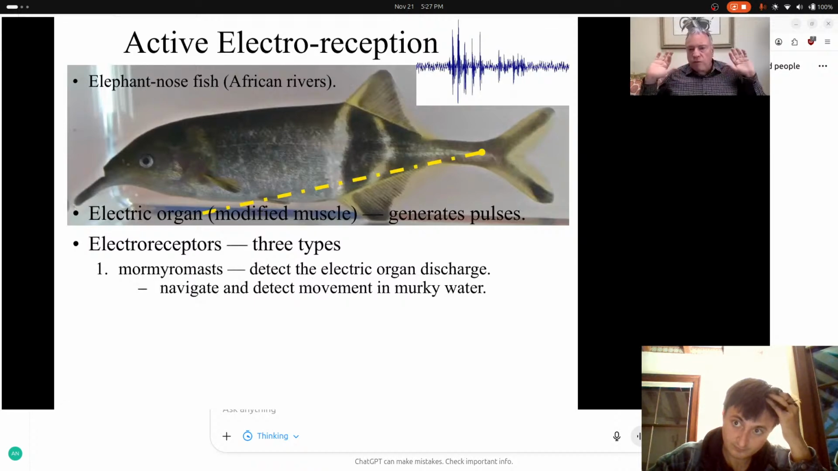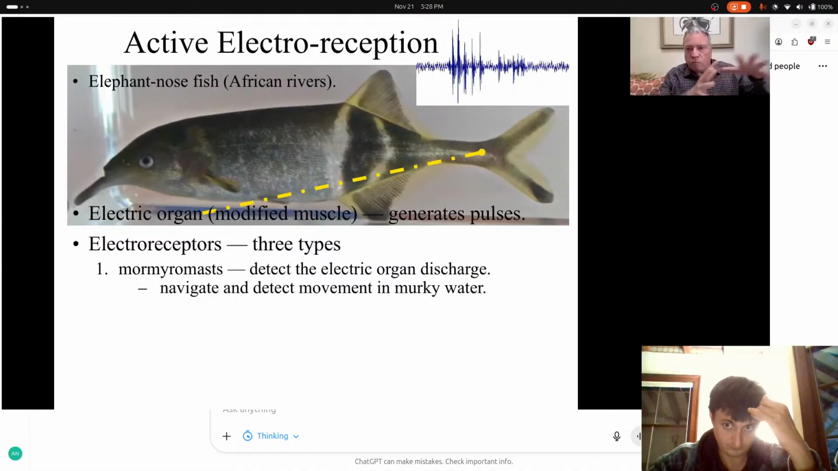As the electricity flows in the water around them, if it goes through something more conductive, like a living organism, which is going to have ions in its body, it's going to be saltier than the environment around it, it's going to focus those fields. If it's something inert, like a rock, it's going to spread them out. And so it can feel not only where things are, but is it biological or non-biological?